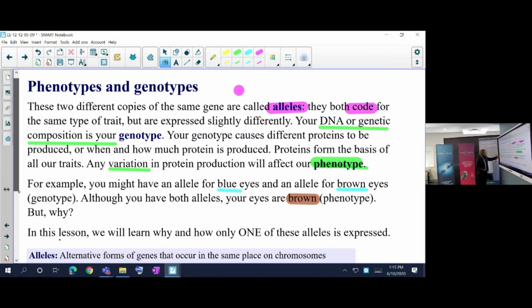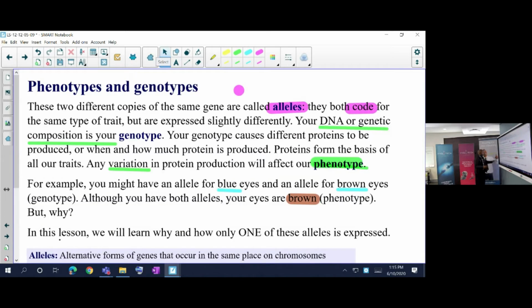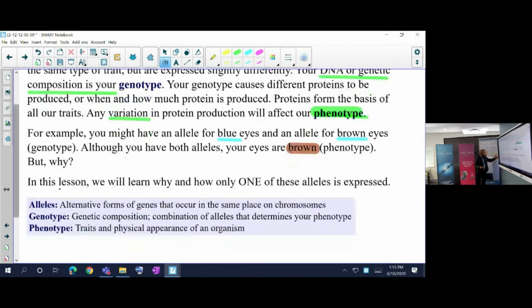Are we together, grade 12s? Wonderful. Right, as I've said, we are going to check in this lesson why we can have a situation where only brown eyes are exhibited on myself, but genotypically I do carry an allele for blue as well. What determines who is expressed?